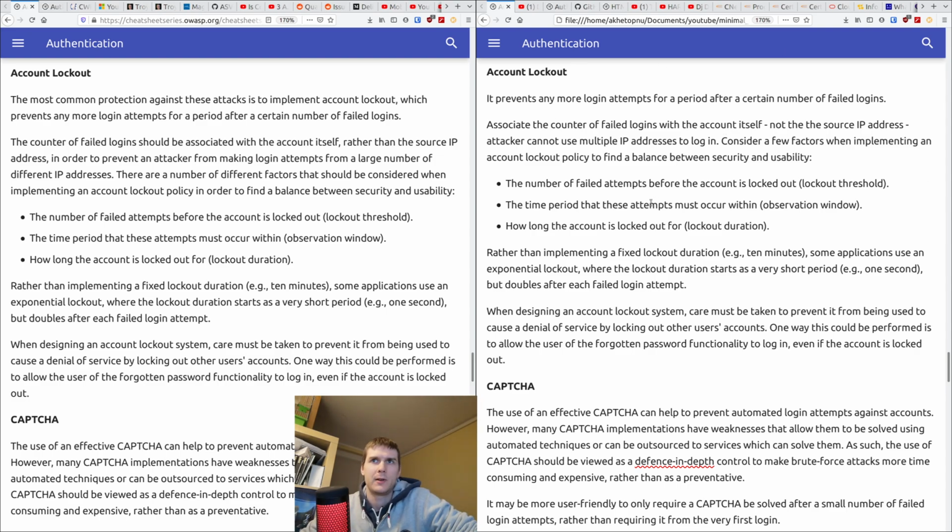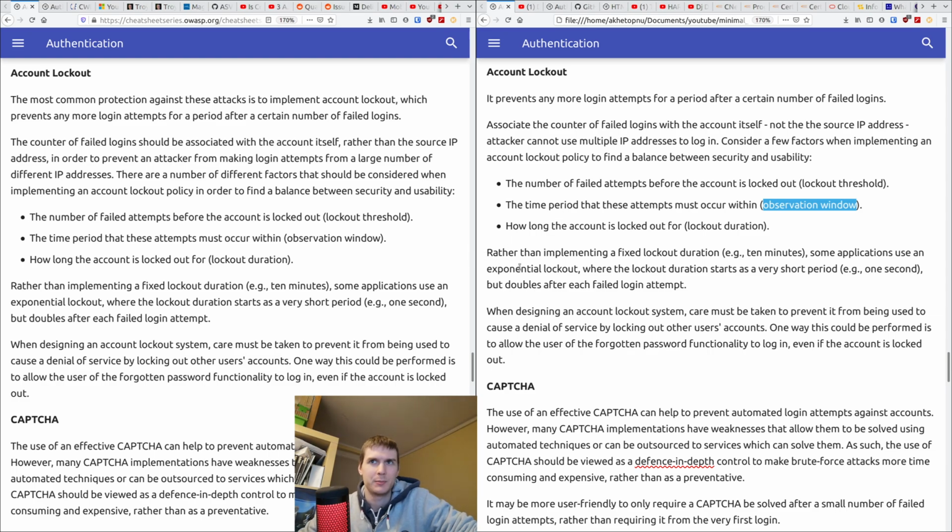The number of failed attempts before the account is locked out, the so-called lockout threshold, the time period that these attempts must occur within, the observation window, and how long the account is locked out for, the lockout duration.